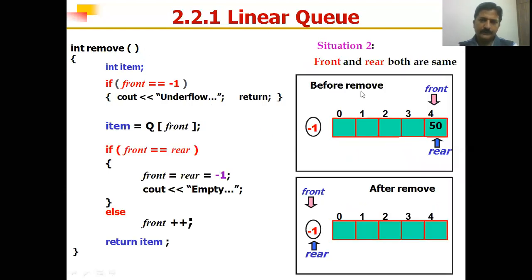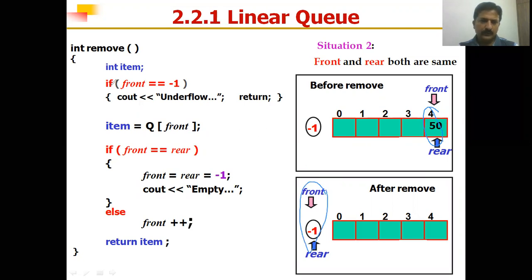Then the next situation, situation 2: front and rear both are the same. That means you have only one element. If both are the same, only one element. So this is before remove. Before remove, if there is only one element, you have to set the queue to empty. That means after removing 50, front and rear both should become -1. You can see in this diagram, both are the same, front and rear. After remove, front and rear both should become -1.